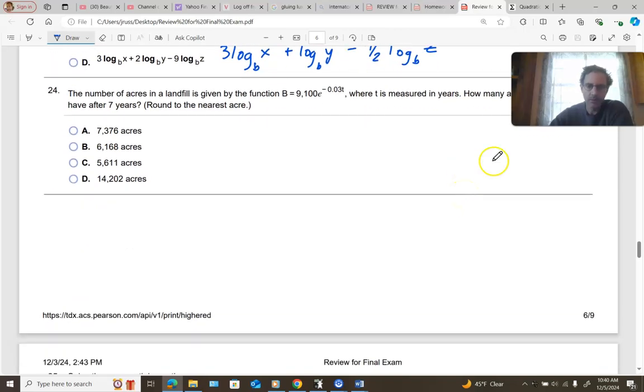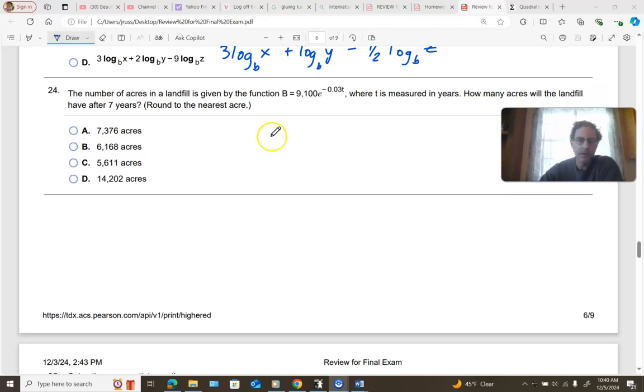Alright, we're almost there. This one says the number of acres in a landfill is given by this function right here. Okay, this is an exponential function where t is measured in years. So it says how many acres will the landfill have after 7 years. So what's actually happening here, guys, because this exponent is negative, the amount of land, or the number of acres, is decreasing. This is what happens in a landfill.